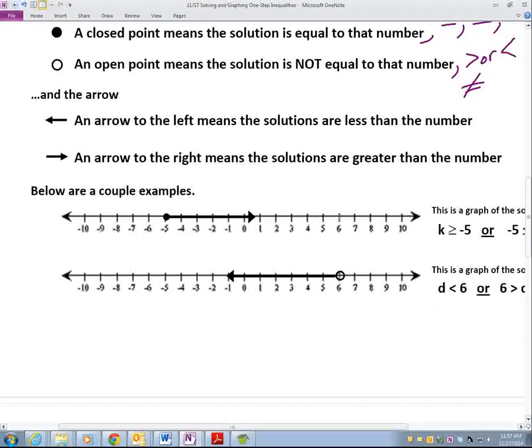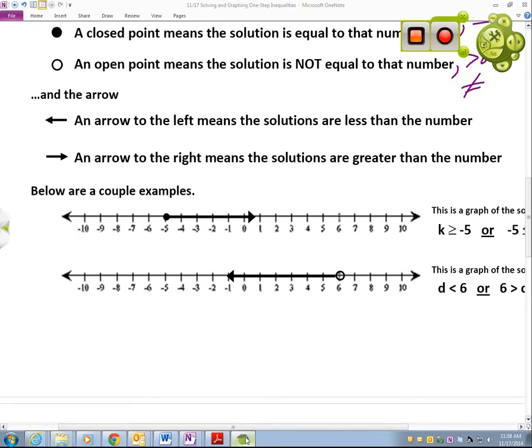And the arrow. An arrow to the left means the solutions are less than the number. So yeah, it's pointing toward the negative. Now here's the way that I used to do this.